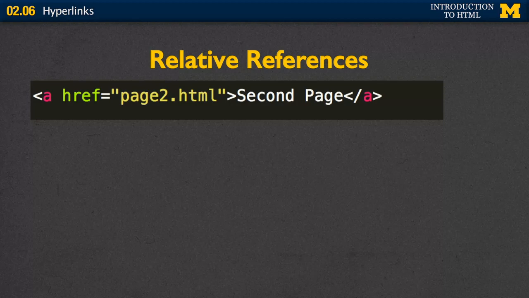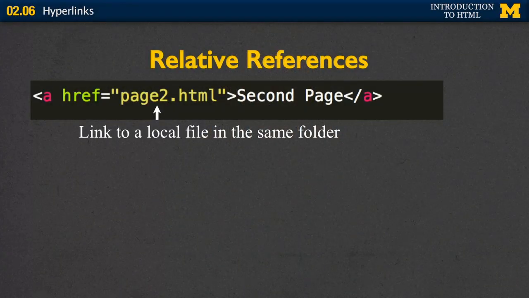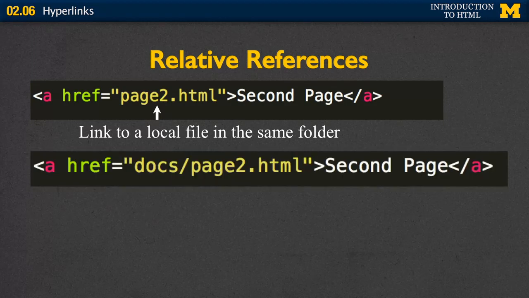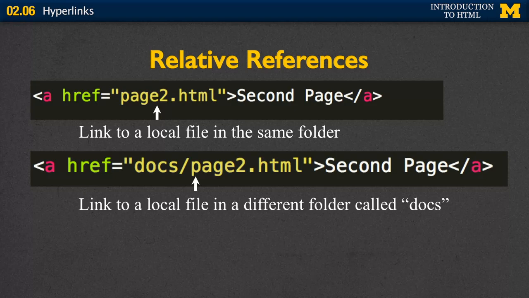For a relative reference, we slightly change what goes into the href. Instead of linking to some outside or even internal web page, we're only going to put, in this case, the file name. So in this case, we're going to link to page2.html. You might get slightly more in depth than that, where you can include also some sort of folder name. So in this case, we'd be going to the file called page2.html, but it's in a different folder called docs.